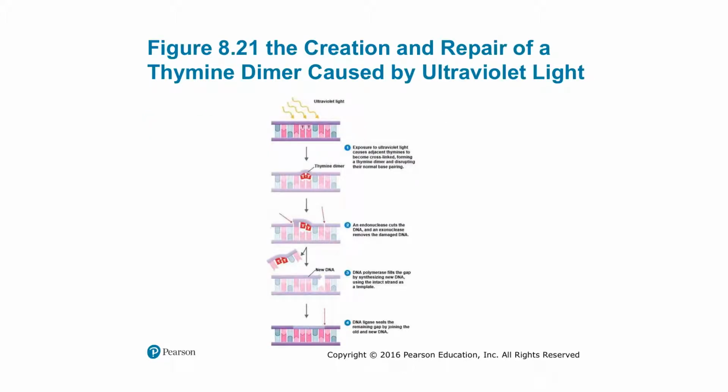And so here we've got the ultraviolet light beating down, and the thymine dimers are going to cause them to actually bond to each other instead of bonding to their complementary base pair. And so what happens is the endonuclease goes in and cuts the DNA and adds the exonuclease, and it's going to remove that damaged DNA. The DNA polymerase then fills in the gap, synthesizing the new DNA using the intact strand, and the DNA ligase seals up the remaining gaps by joining the old and new DNA.